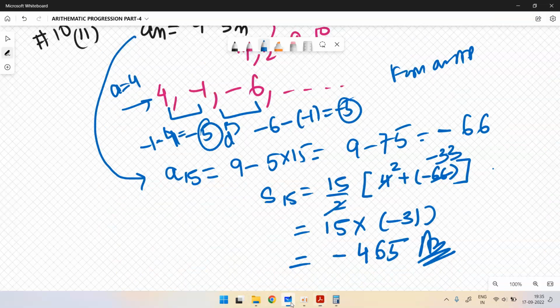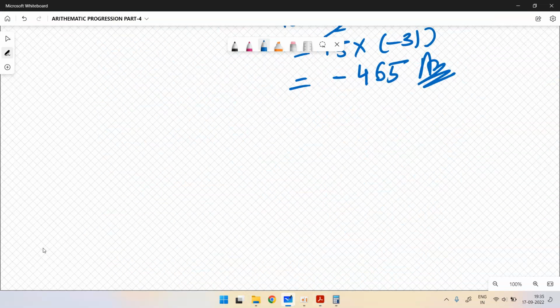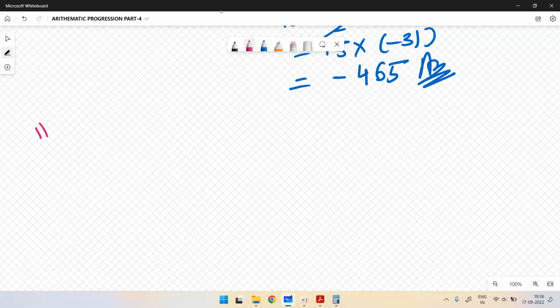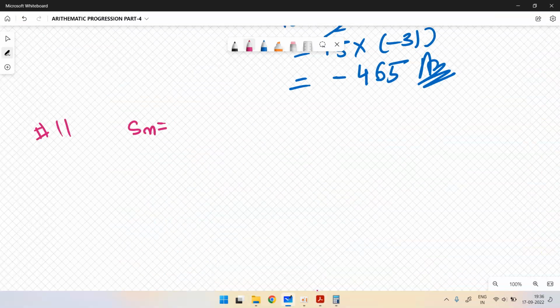This can be solved in another way, so I will be doing the 11th question. This is something deep inside it. What does the 11th question say? It says that S of n is given to be 4n minus n square. So you can write it as n times (4 minus n).